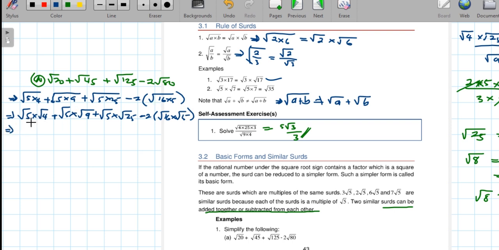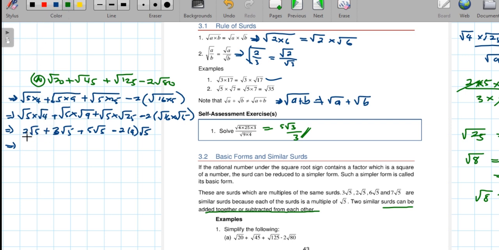So you discover that if you simplify this further, this is 2 root 5 because the square root of 4 is 2. Then plus 3 root 5 because the square root of 9 is 3, then plus 5 root 5 because of the square root of 25, then minus 2 multiplying 4 root 5 because the square root of 16 is 4. Okay, now let's just try to wrap it from here.